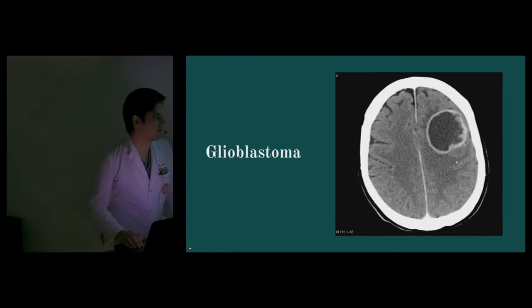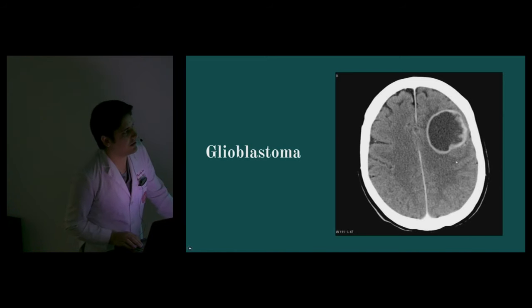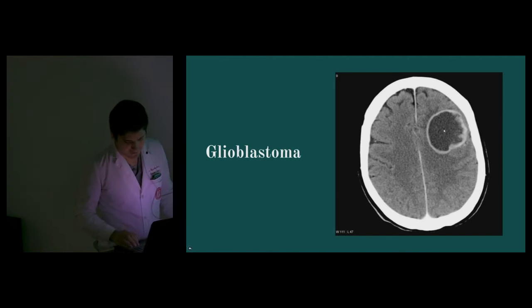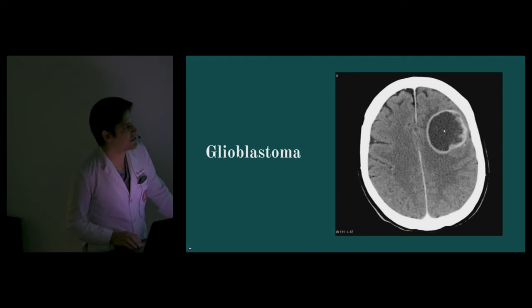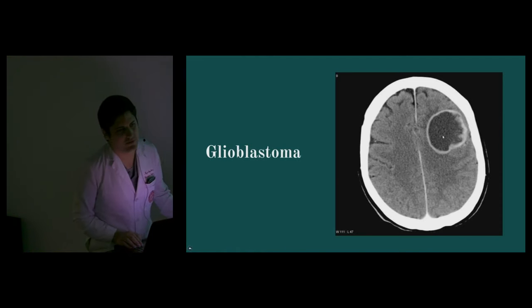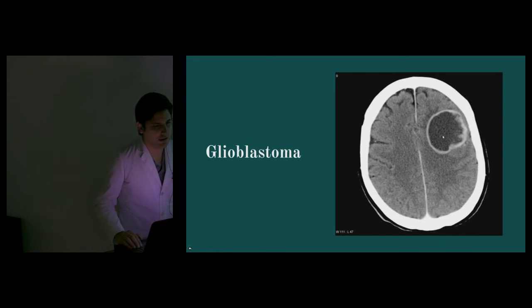Other lesions are glioblastoma, which is a lesion that originates from a glioma. These lesions often show central necrosis and substantial vasogenic edema. Also on the spectrum, these lesions show a peak of choline, and on perfusion, these lesions are hyperperfused.